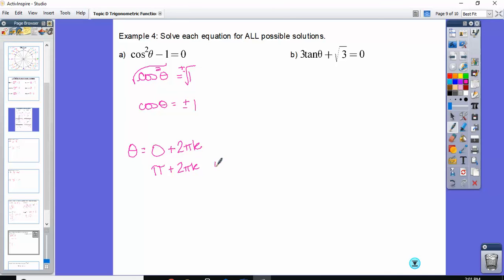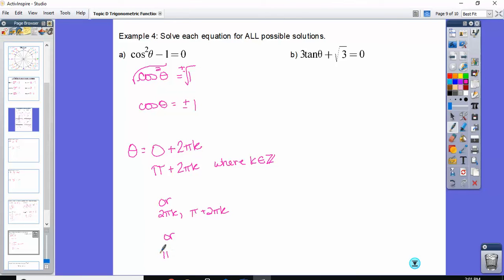where k is an integer value. Meaning k could be -2, -1, 0, 1, 2. This could be written a couple different ways. 0 plus 2 pi k is just 2 pi k. So you could give me your answers as 2 pi k and pi plus 2 pi k.